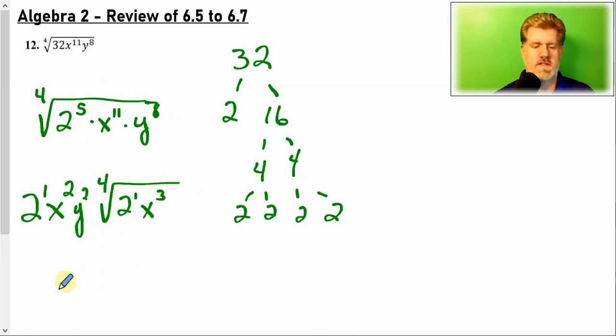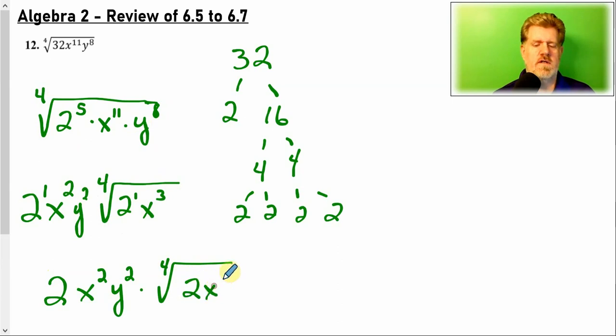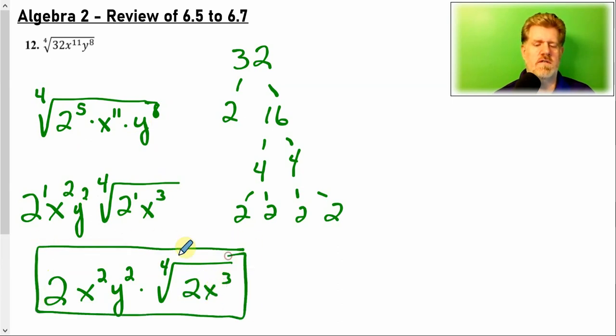So there it is. Let's make it a little bit nicer. We don't bother with writing things to the first power. Put a little dot there to separate these. So that would be your answer. Okay. 2x squared y squared times the fourth root of 2x cubed.